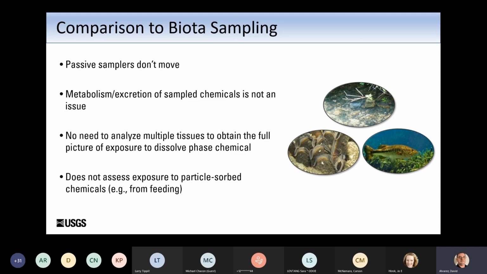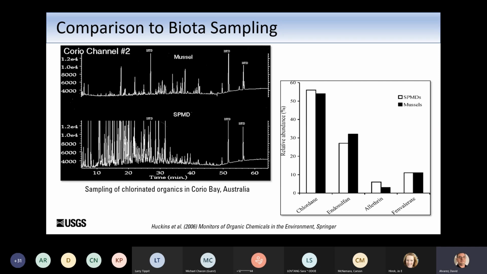However, remember that, again, we're working with passive samplers. We're only sampling from the dissolved phase. Therefore, they cannot provide an assessment of exposure due to particle-sorbed chemicals, which may occur through feeding. So when you're doing that organism to passive sampler comparison, there are some differences.